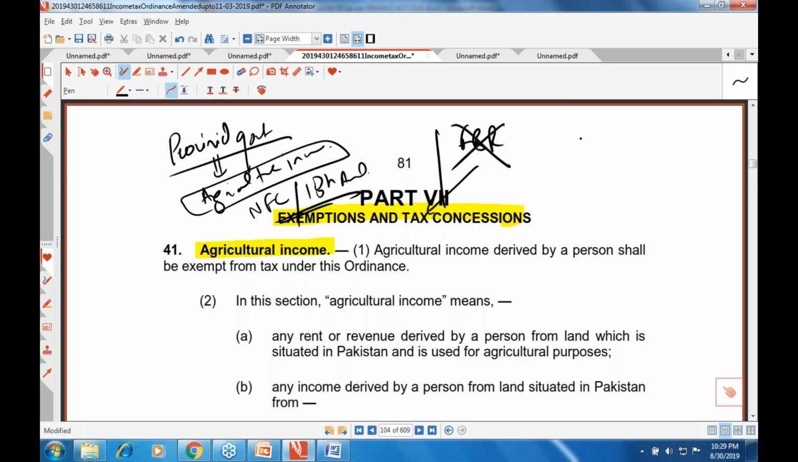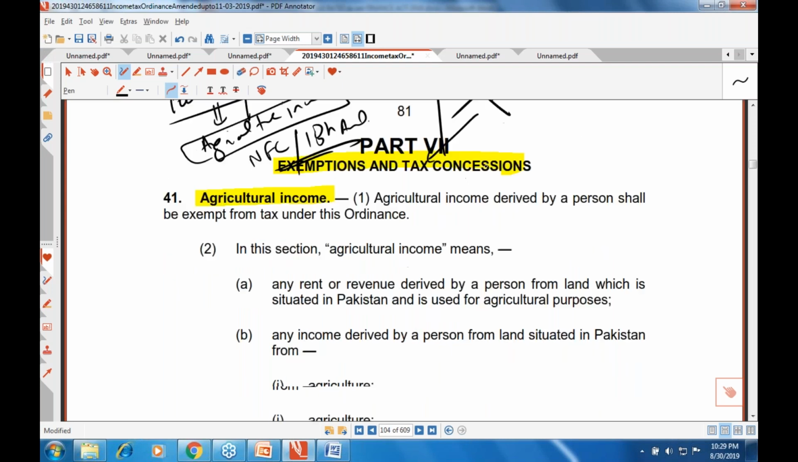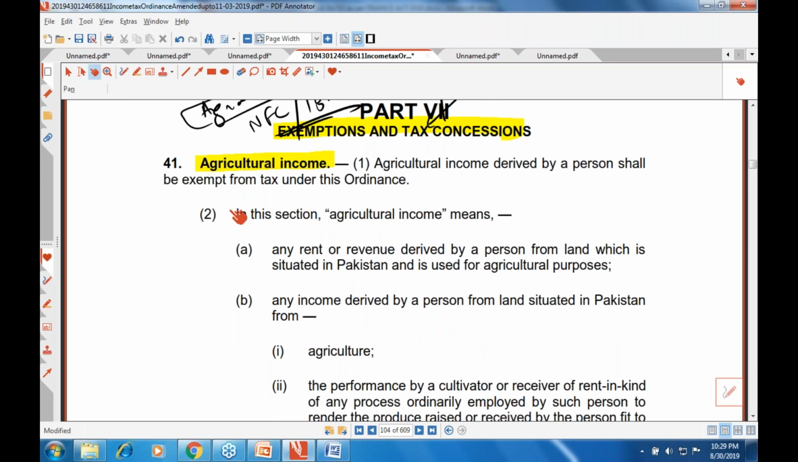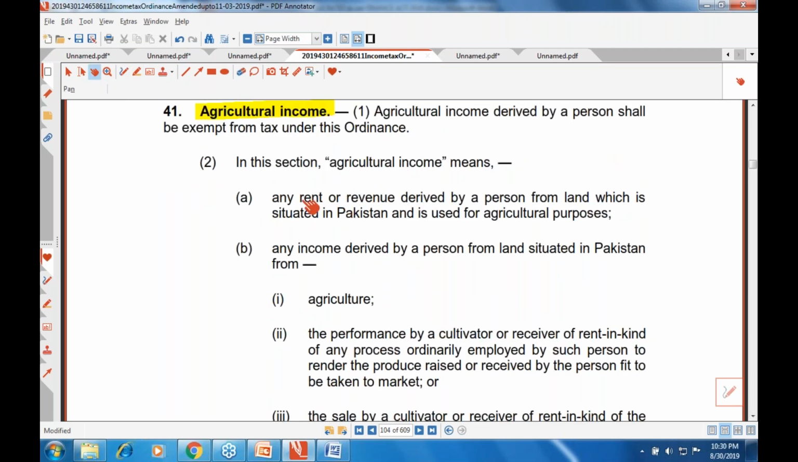Now, a very important point is, what exactly do we mean by agricultural income? Try to understand the definition. It says agricultural income means any rent or revenue derived by a person from land which is situated in Pakistan and is used for agricultural purposes. So what do we mean by any rent? Even if you give somebody land on rent, which in the local language is called mukata.